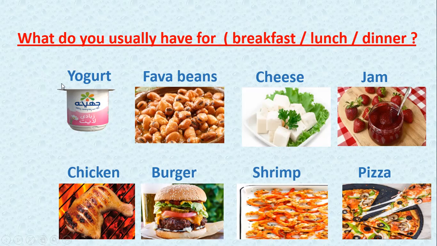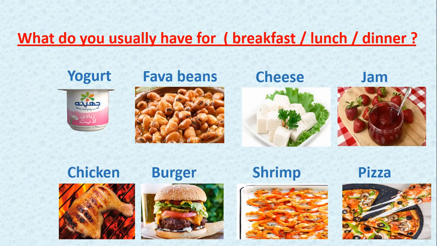So we can say, for example, what do you usually have for breakfast? I usually have yogurt for breakfast. I often have fava beans for breakfast or for dinner. I can say, sometimes I have cheese for breakfast or jam for dinner. I can ask a question, what do you usually have for lunch? He can say chicken.